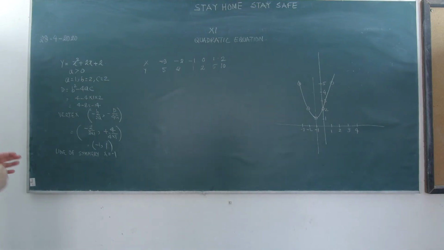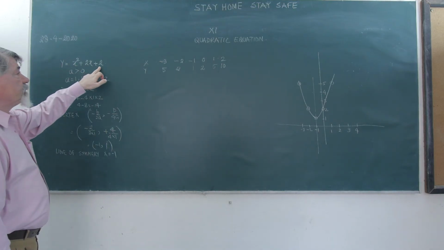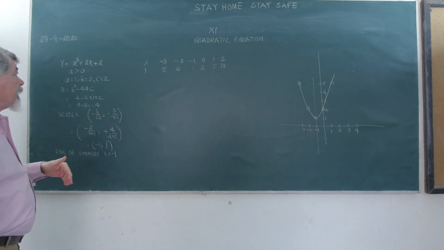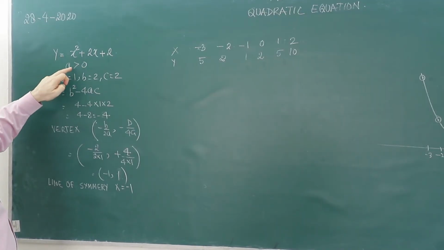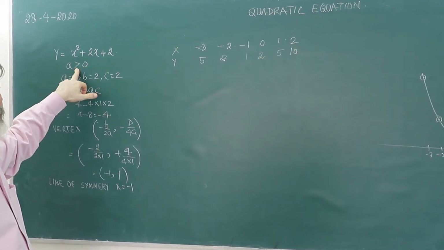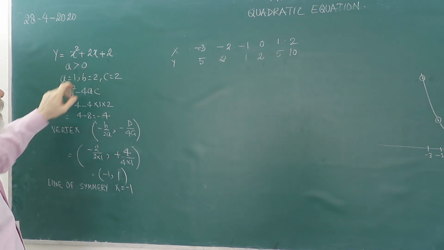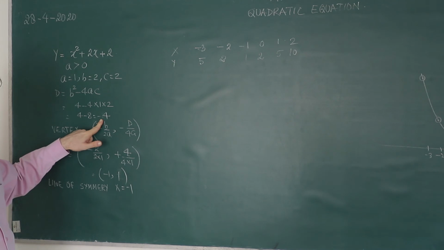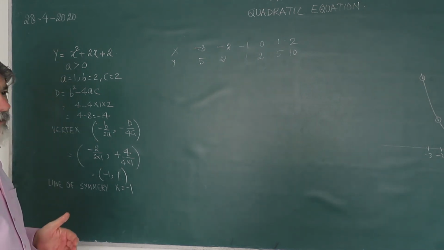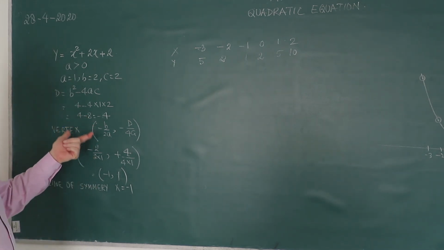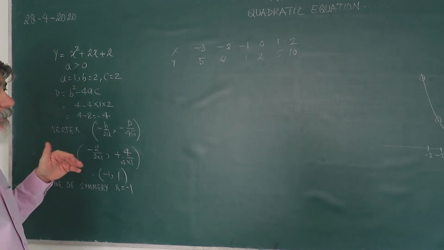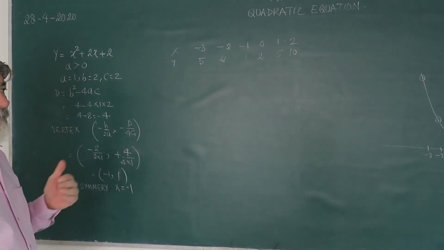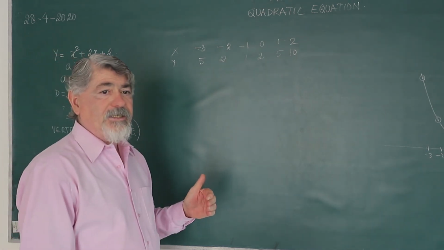Okay, we have the question y is equal to x square plus 2x plus 2. I have to plot this quadratic function. I see that a is greater than 0, so obviously the parabola will be opening upward. I calculate the discriminant, which comes out to be minus 4. That means the roots are going to be imaginary. That means the curve is going to be above the x-axis. It will not be cutting the x-axis.